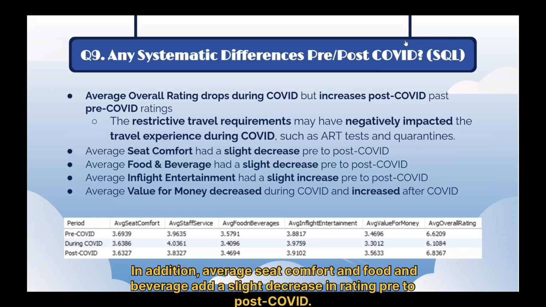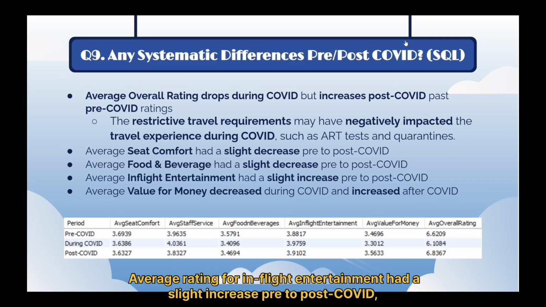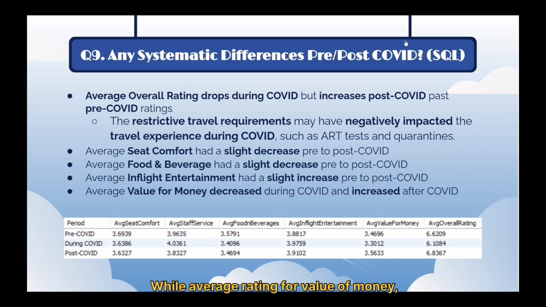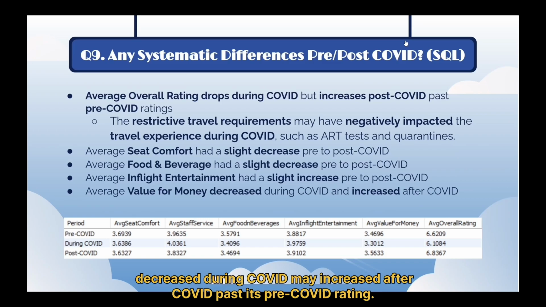In addition, average seat comfort and food and beverage had a slight decrease in rating pre to post-COVID. Average rating for in-flight entertainment had a slight increase pre to post-COVID, while average rating for value of money decreased during COVID and increased after COVID past its pre-COVID rating.